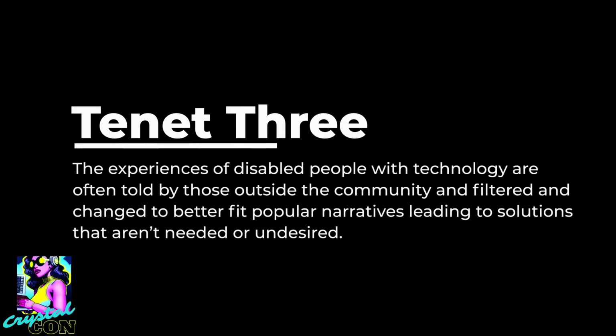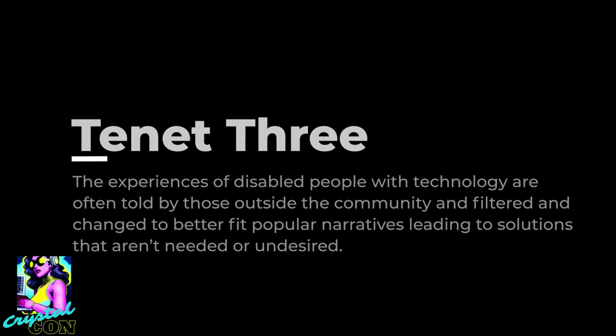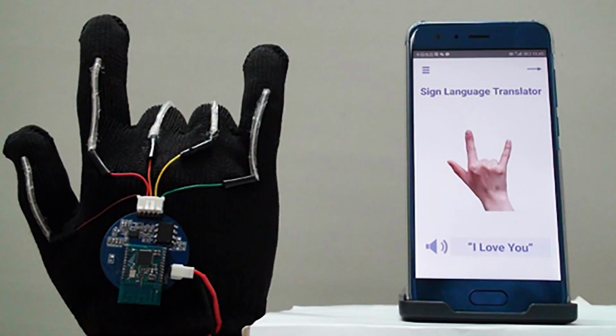Tenet three: the experiences of disabled people with technology are often told by those outside the community and filtered and changed to better fit popular narratives, leading to solutions that aren't needed or undesired. You can't go a week without coming across an article from some tech news website about a high tech device for people with disabilities going semi-viral on social media.